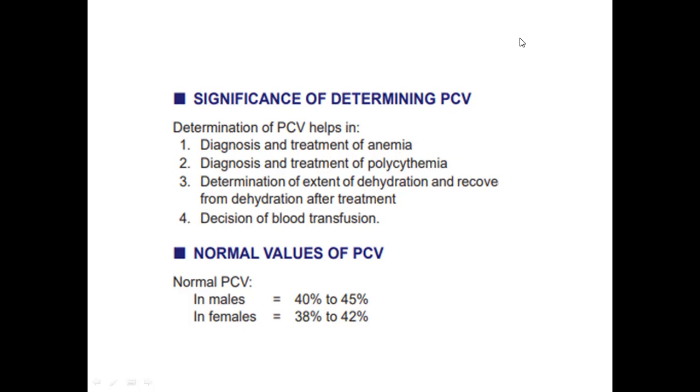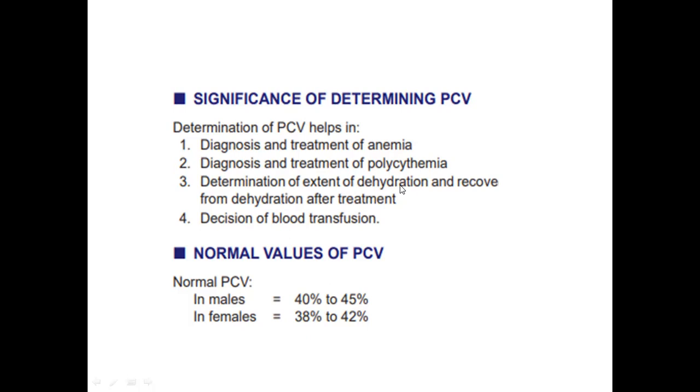So a decrease in plasma volume, which is caused by a decrease in water when you are dehydrated, will automatically elevate the cellular concentration. So that is why knowing your packed cell volume is important to know the extent of dehydration and recovery from dehydration after treatment, because the amount of water in your body affects the amount of water in your plasma, and that of course will affect the concentration of the cells, especially the red blood cells in the blood. So that is why we need to know the packed cell volume.